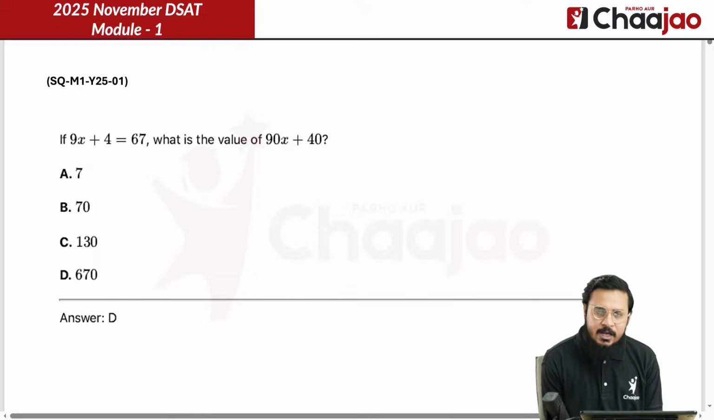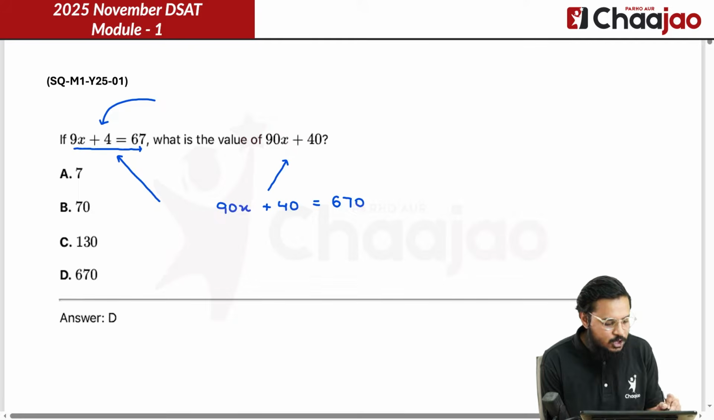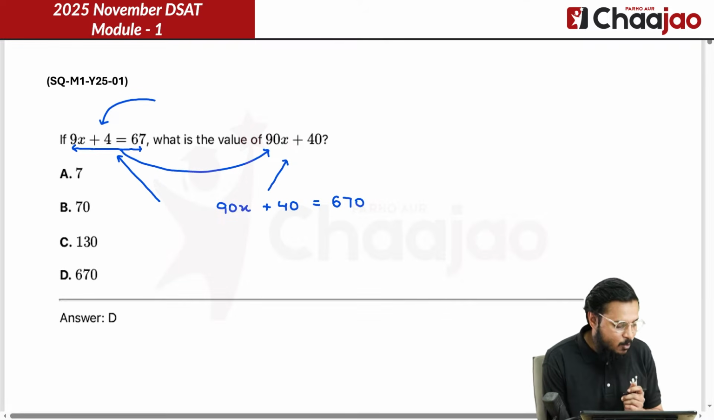Now starting with this first equation, this is a linear equation that we have, and we're supposed to figure out the value of 90x plus 40. If you observe very carefully, if I multiply this entire equation by 10, 9x times 10 is 90x, and 4 times 10 is 40, and 67 times 10 would be just 670. So I would be able to convert this given equation into my required expression without actually calculating the value of variable y. So the correct answer for this question should be answer option D.